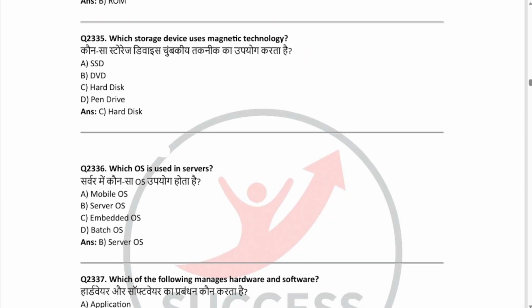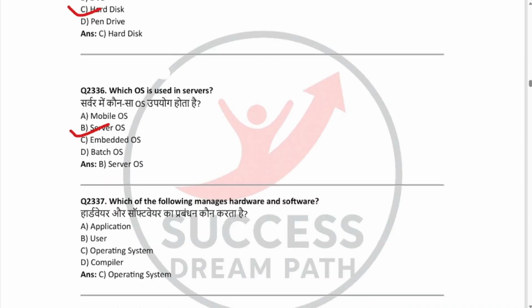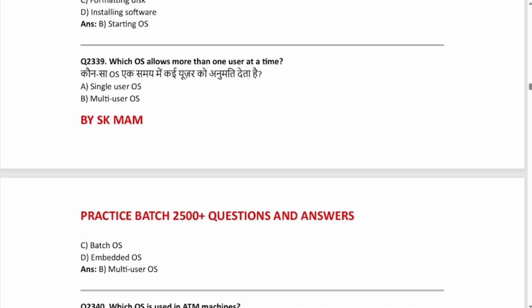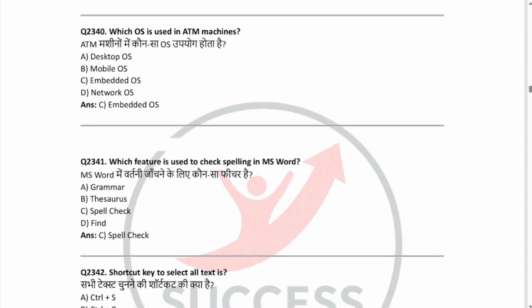Which storage device uses magnetic technology? Hard disk. Which OS is used in servers? Server OS. Which of the following manages hardware and software? Operating system. What is booting? Starting the OS. Which OS allows more than one user at a time? Multi-user OS. Which OS is used in ATM machines? Embedded OS. Which feature is used to check spelling in MS Word? Spell check.